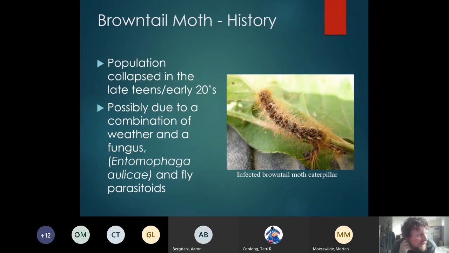So that population collapsed in the late teens, early 20s. It was likely due to a combination of this fungus Entomophaga aulicae, as well as those parasitic flies and wasps that were released for gypsy moth. There was another round of species of flies and wasps that were released for browntail that also helped. But this fungus probably packed the most punch.